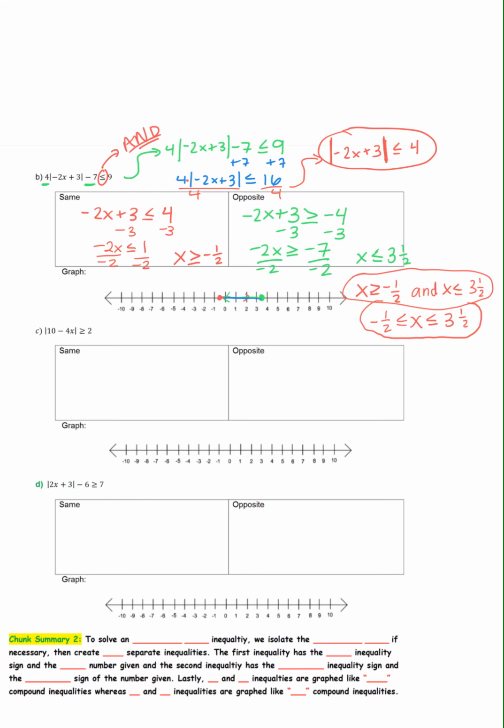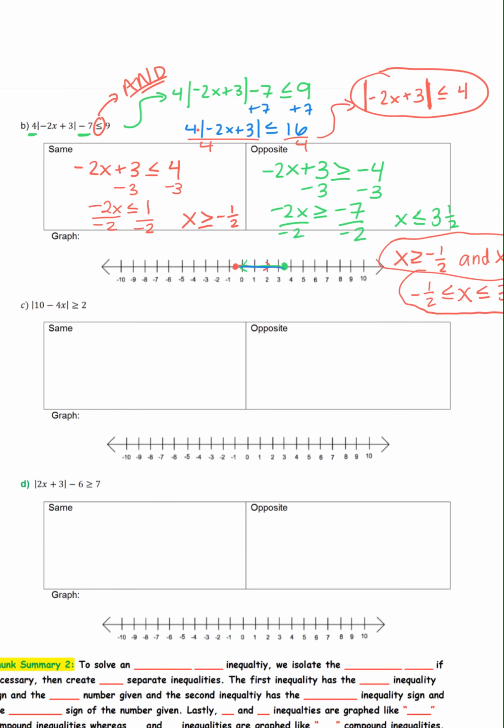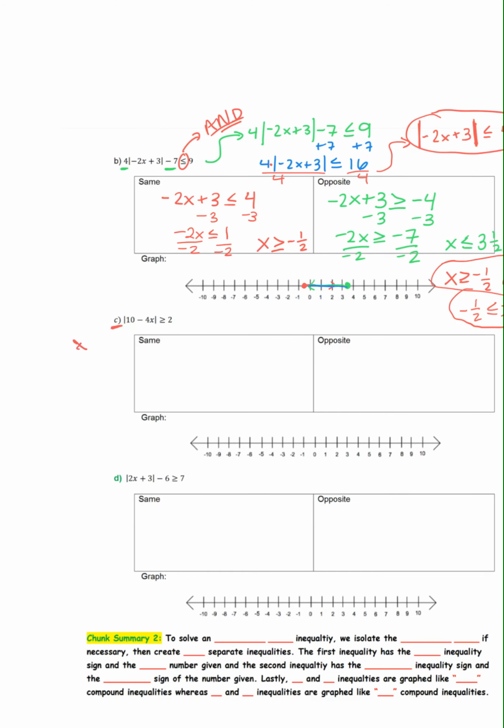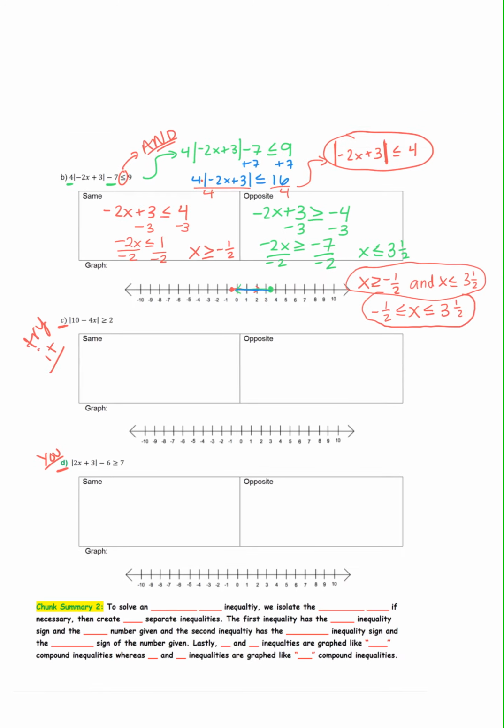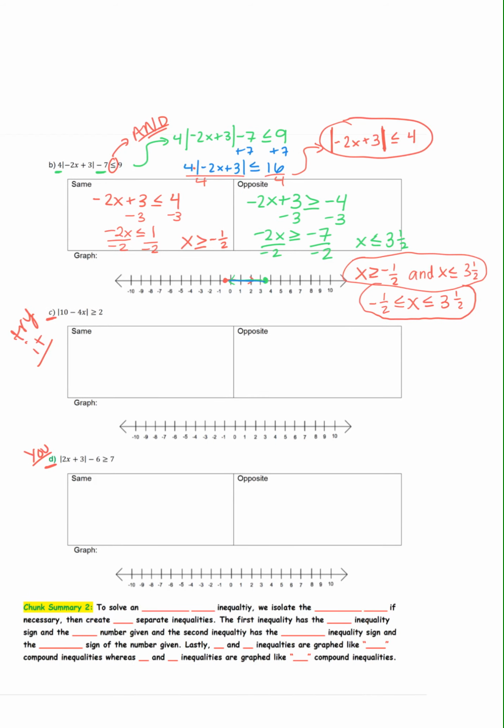Okay, C. I am going to give you the answers to C. So this is your try it, so that when you come into class, you have something to talk about. And then D, this one's going to be all you. So if you want to get a head start, get a head start. Pause, and I will be back with your answer in just a second.